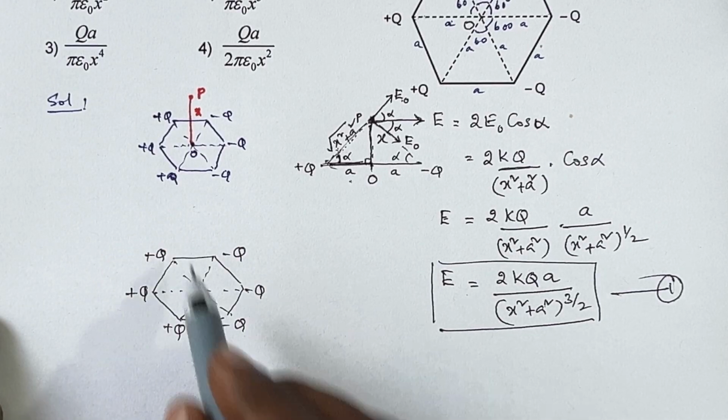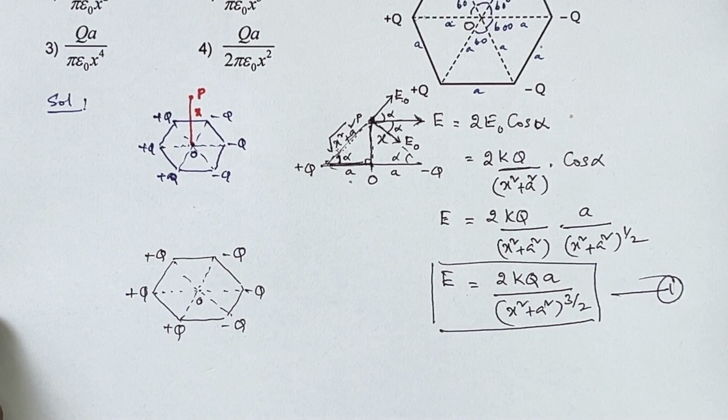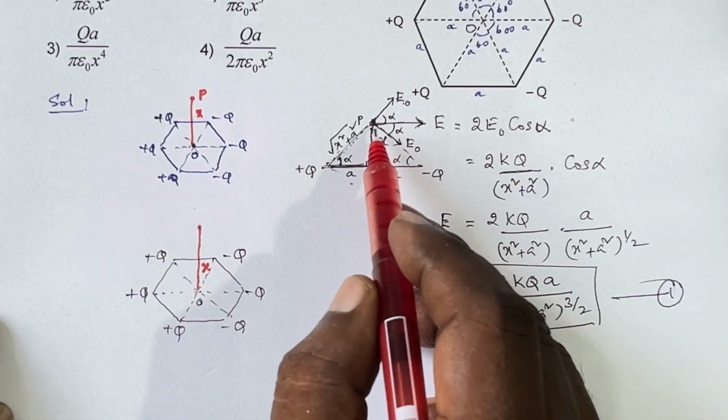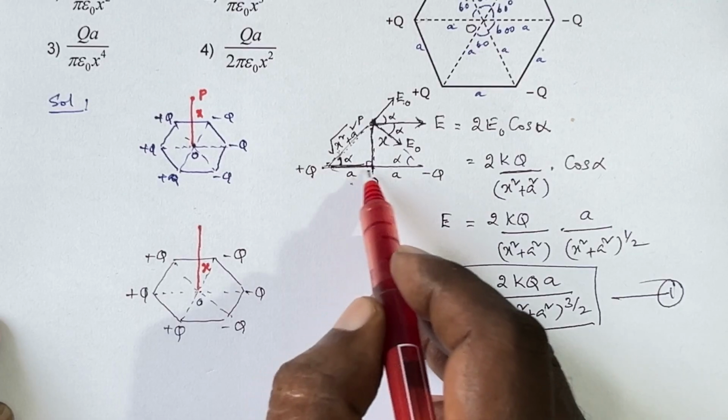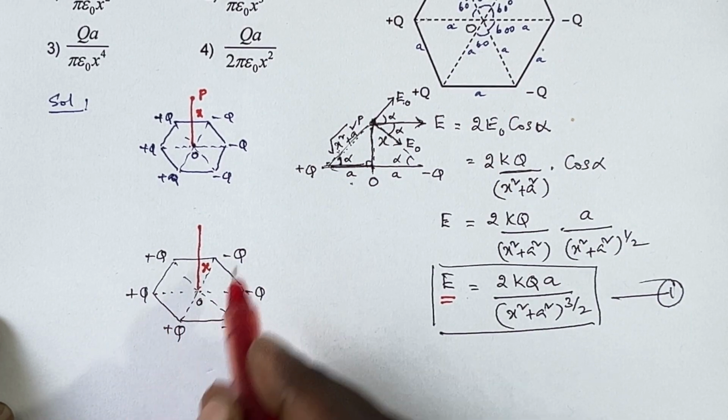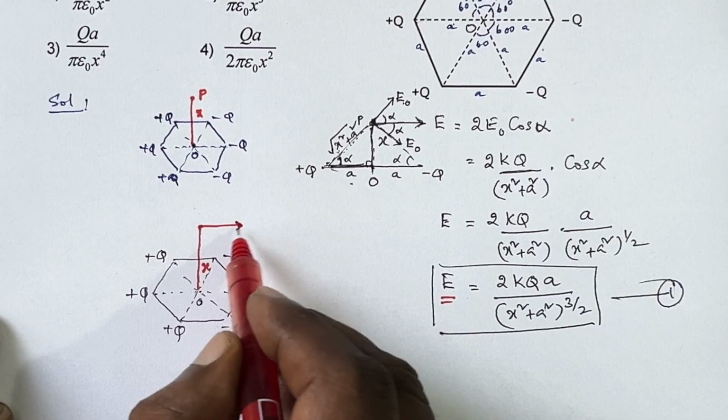So I will write like this. At x distance means I will draw like this. At x distance, what is the direction of E here? Parallel to this line, right? This line to this line. This is parallel.